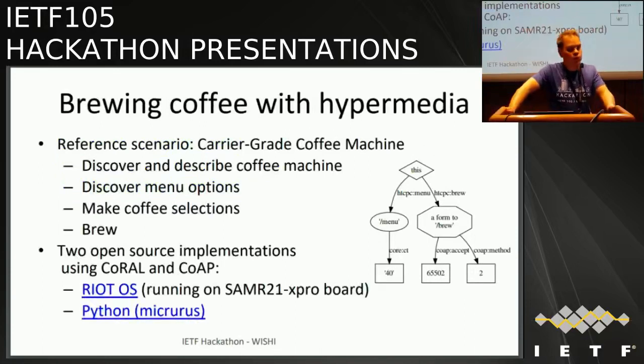And the other big one was this proving coffee with hypermedia. So of course, from the days of the Hyper Text Coffee Pot Control Protocol, we've been wanting to do this. Now we have modern tools and protocols for this purpose. So you have a carrier-grade coffee machine reference scenario, also known as Carsten's coffee machine. You can discover and describe your coffee machine, discover menu options, make coffee selections, and finally get some coffee brewed. We have now 2 open source implementations that use CoAP and CoRAL to achieve, especially the first 3 steps. The last one we're still working on.